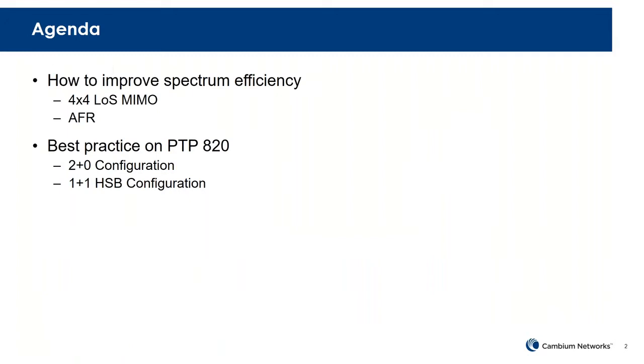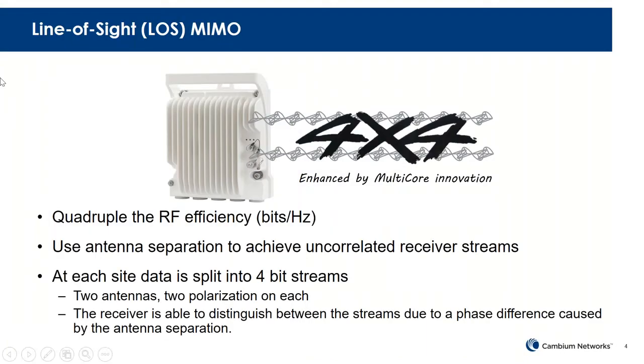Okay, so good. Two features for spectrum efficiency improvement. One is 4x4 MIMO, and the other one is AFR, Advanced Frequency Reuse. So when do you need to use 4x4 MIMO? Suppose you need to have a lot of capacity in your backhaul, and you either want to save money in certain scenario, if the IF license is very expensive, or you're running out of IF resource. So what do you do? So you can use 4x4 MIMO.